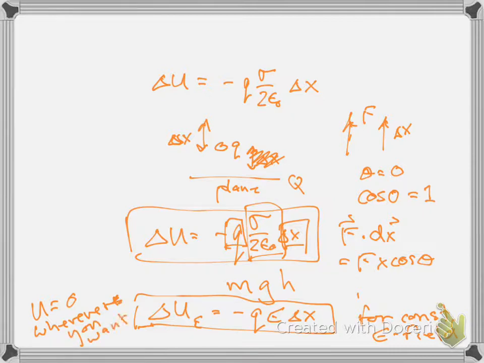We don't have to choose the convenient distance for the kq over r where U equals 0 at r equals infinity. In that case, that was really the convenient choice. Here, there is no convenient choice. You can choose U equals 0 wherever you want.